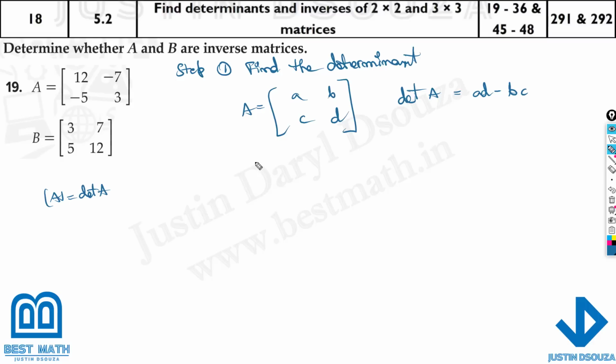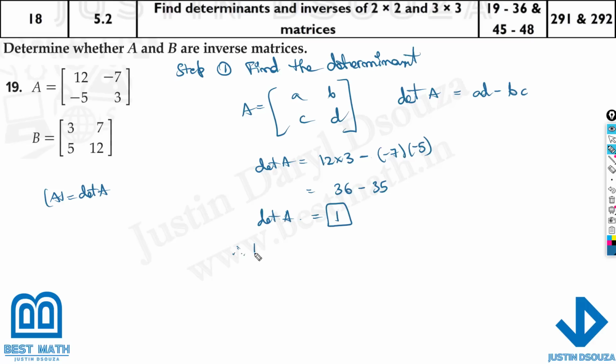Now let's find. Determinant A will be equal to 12 times 3, let's multiply these two, minus, don't forget the sign, minus 5 times minus 7, or minus 7 times minus 5. It's the same thing. So over here we will have 35. Over here it is 36. 36 minus positive 35, the answer is 1. Determinant is 1.